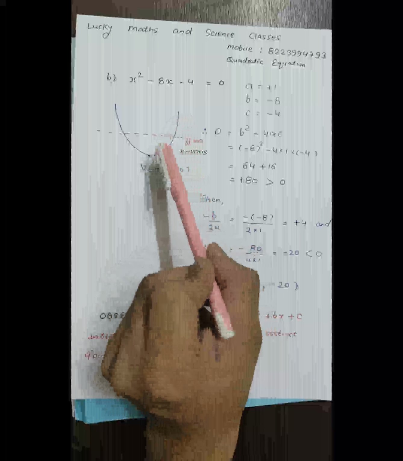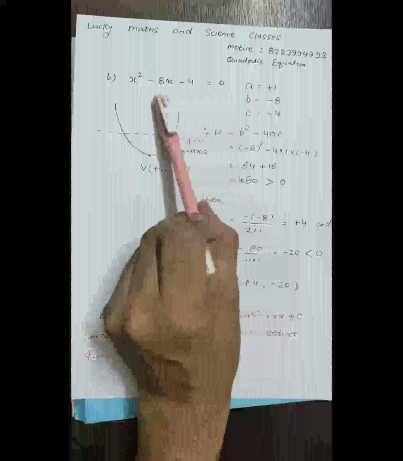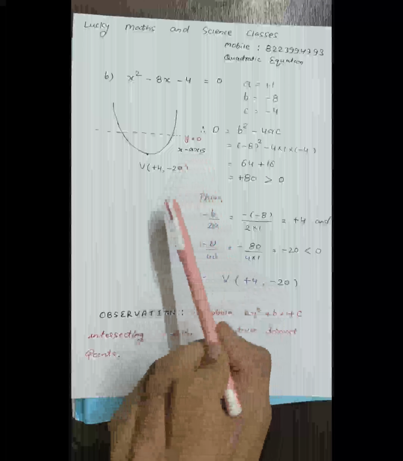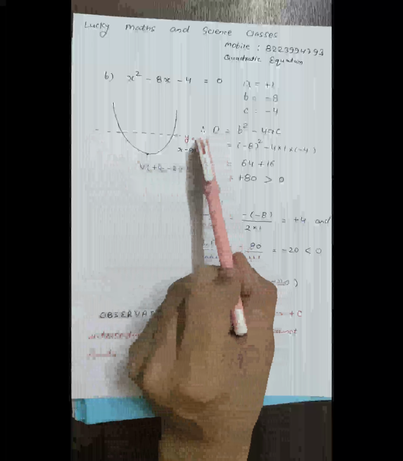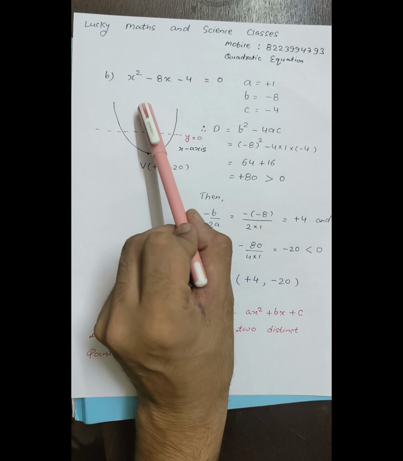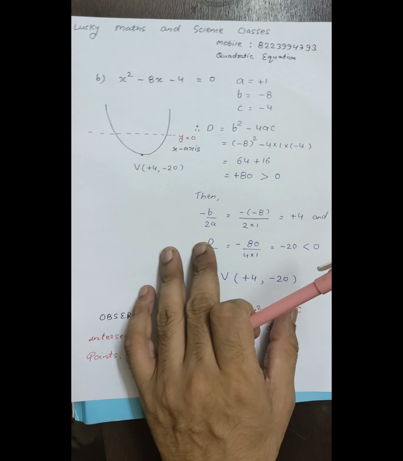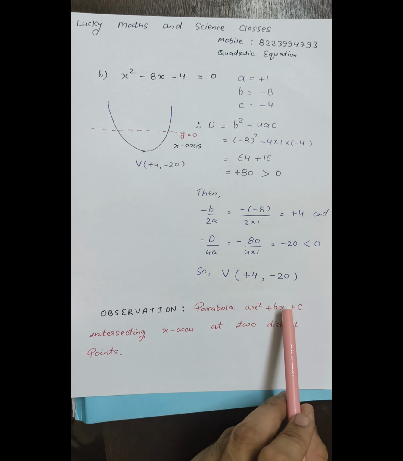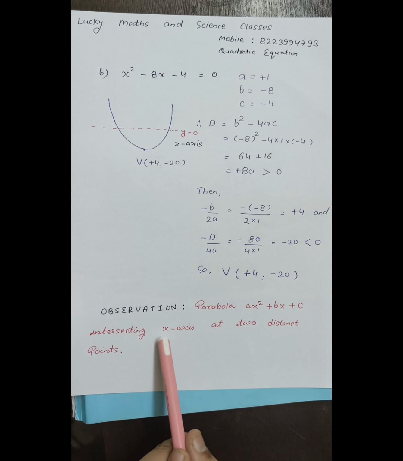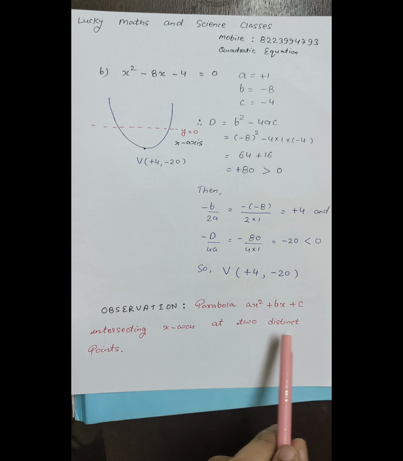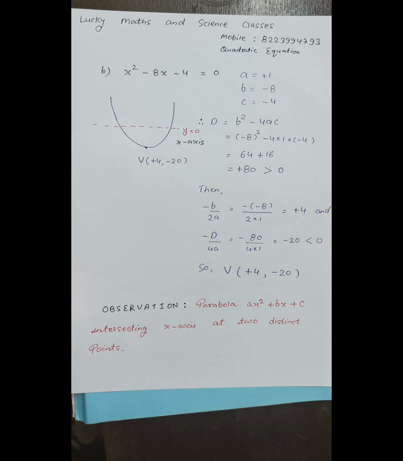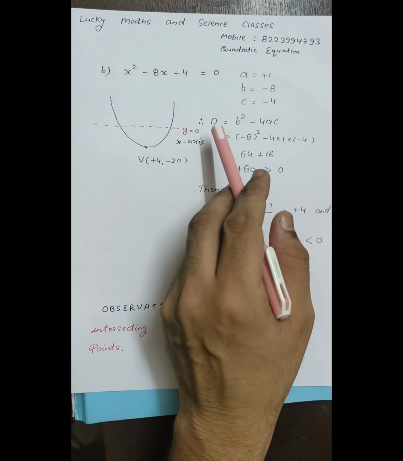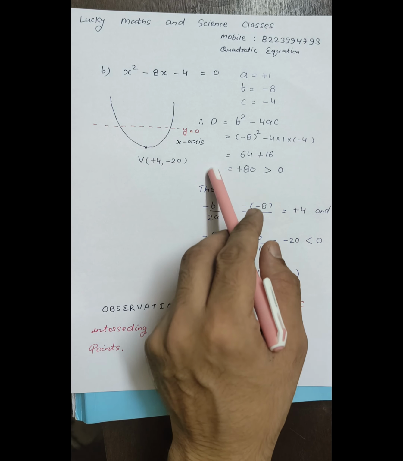Again, from observation we are seeing this particular parabola is again intersecting the x-axis at two distinct points. That is, this particular parabola is having two different real roots. Parabola ax square plus bx plus c intersecting x-axis at two distinct points means having two different real roots. Why? Because discriminant d is positive.